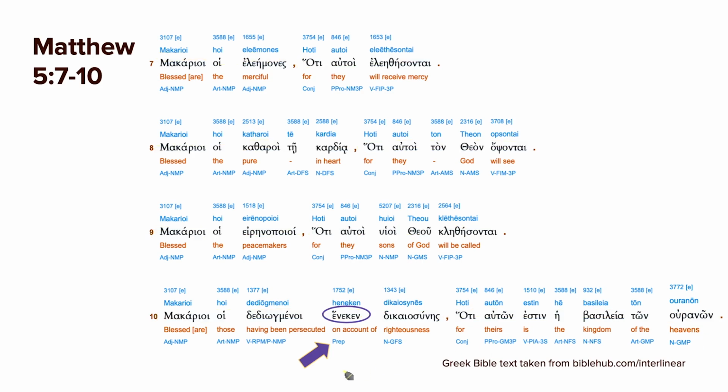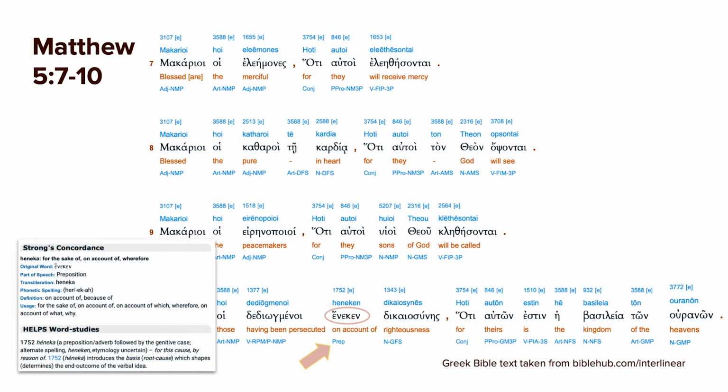One point here, I circled this preposition, heneken, on account of. All right, so talking about heneken, it originally was just heneka, and over the years it became heneken. I'll show you where I found out about that. But basically, this is a preposition that means for the sake of, on account of, wherefore.